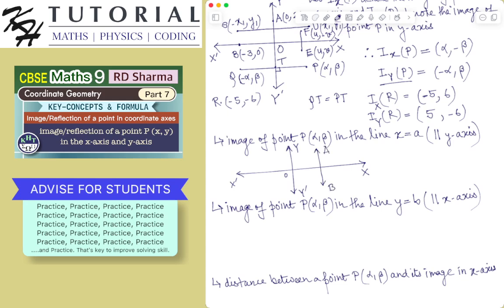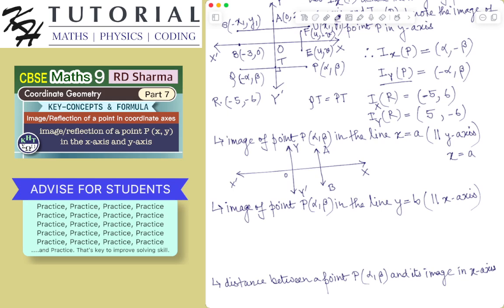Any line which is parallel to the y-axis is always of the form x equals a, where a is the distance of the line from the y-axis. If a is positive, the line is to the right-hand side of the y-axis, or along the positive direction of the x-axis, and if a is negative, the line is to the left-hand side of the y-axis at a distance of mod a, or along the negative direction of the x-axis. Okay, so I have drawn the line AB which is parallel to the y-axis.